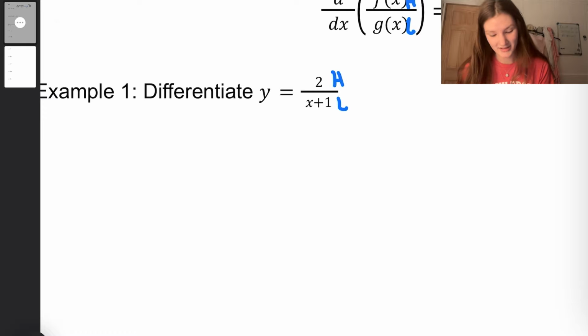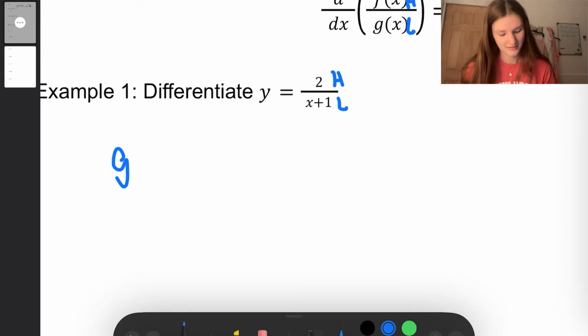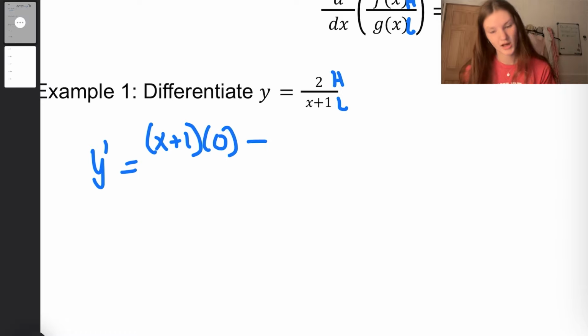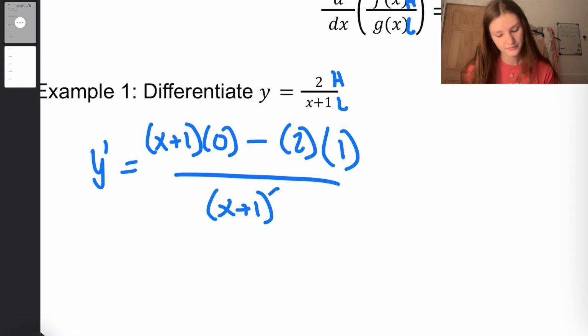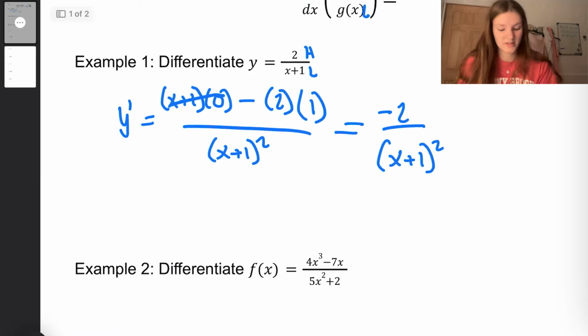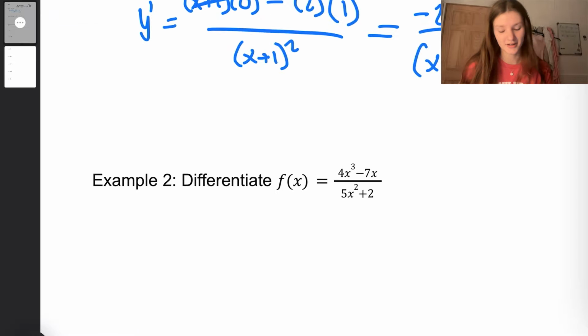So this is high, this is low. The derivative of y is equal to low, x plus 1, times the derivative of the high, which is 0, minus high, 2, times the derivative of the low, which is 1, over low squared. So this is going to be equal to 0, cancel that out, minus 2, so negative 2 over x plus 1 squared. You don't have to rewrite that. If it doesn't ask you to fully factor it out, it's done.